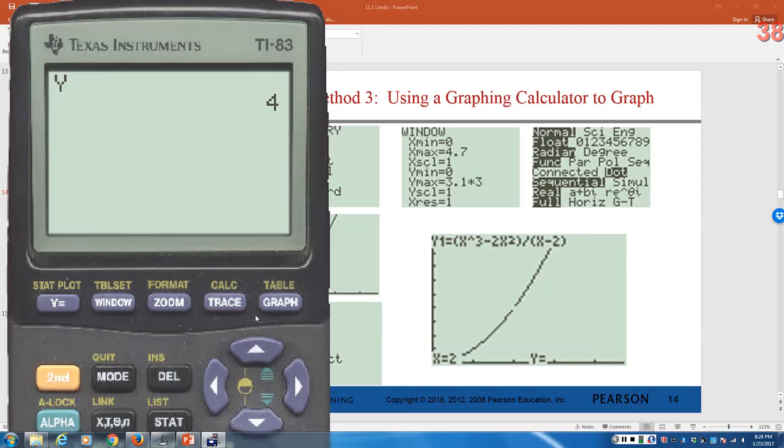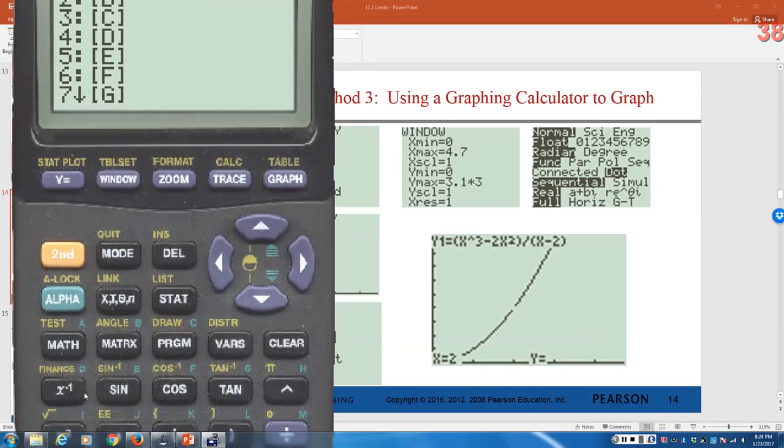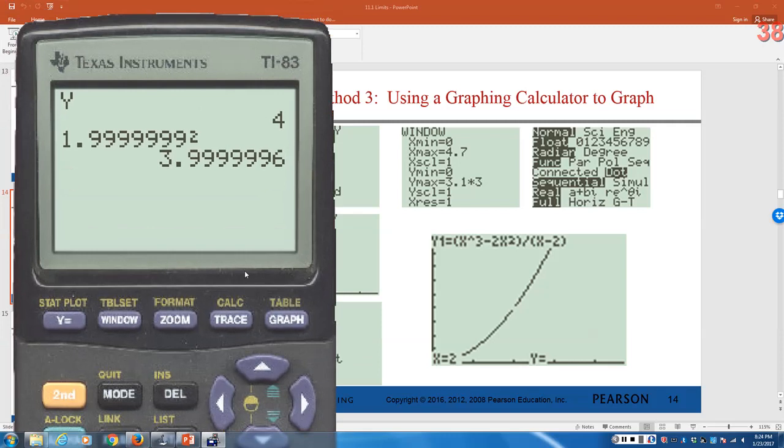I can even ask it, what is 1.9999999 squared? Now it'll show me that, but the graph screen thought it was 4, and that's what it's going to tell me.